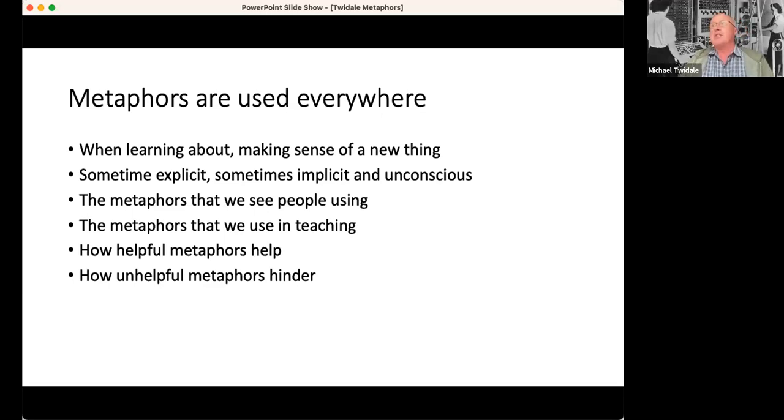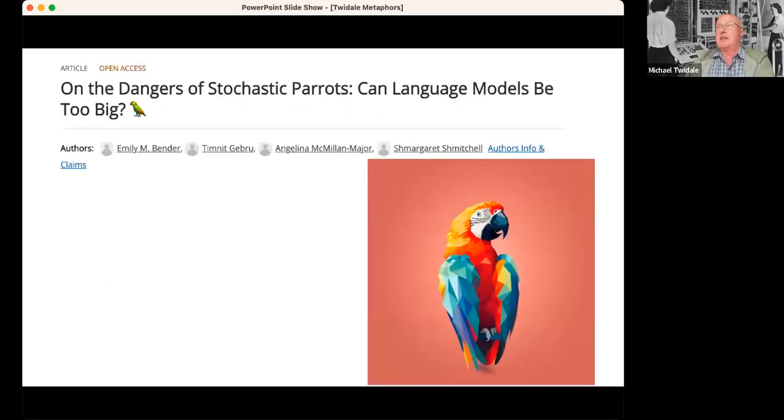What I'm interested in is trying to find out, well, what are the metaphors we see people using? What are the metaphors that we use in teaching, or that we should use? And how do metaphors that are helpful help people? But there are some metaphors that aren't very helpful, so how do they hinder things?